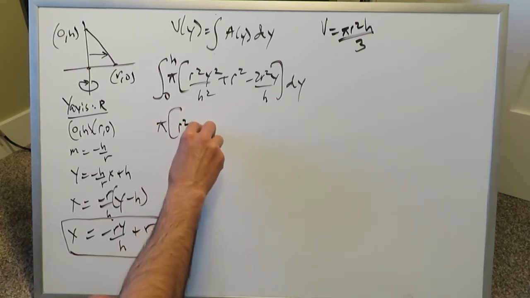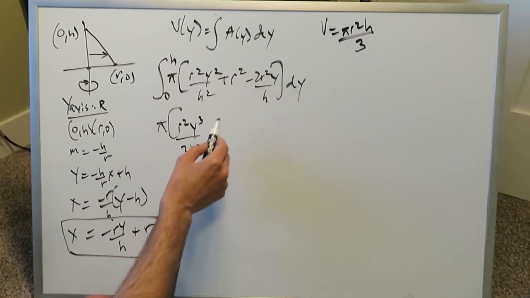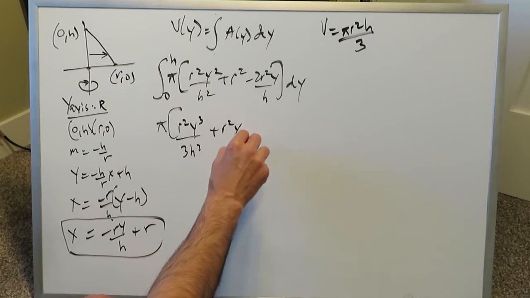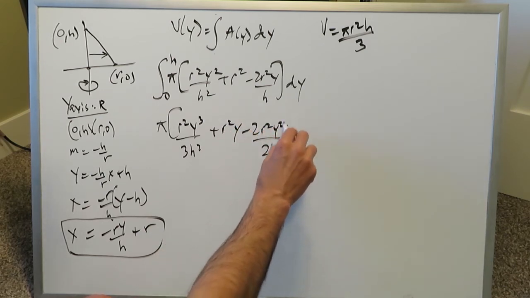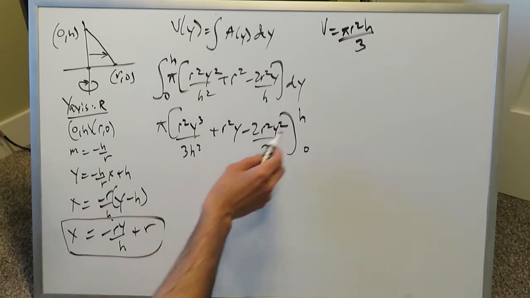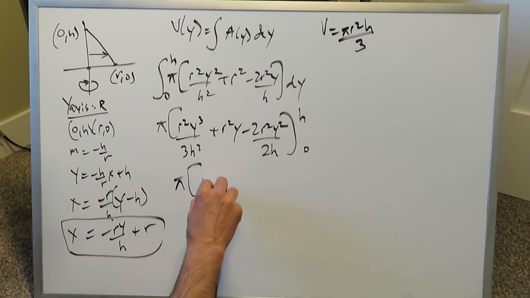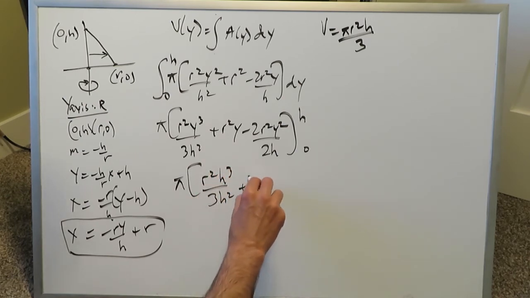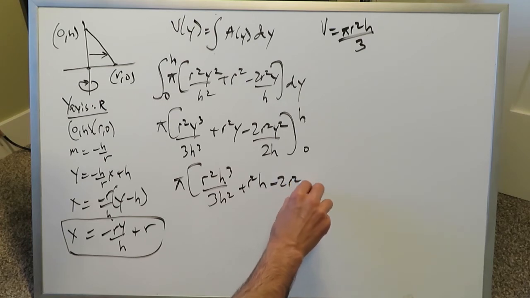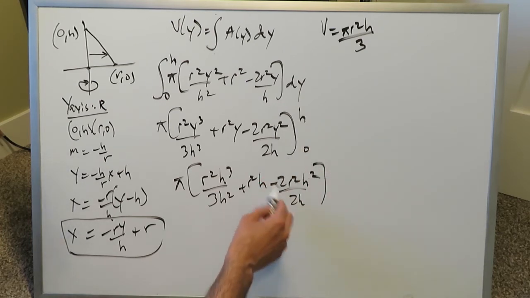Everything is with respect to y, with the y's coming in. You'll have an r squared, you have a y cubed over 3h squared. Remember, y to the 2 plus 1 divided by 2 plus 1. Here you'll have an r squared y. Here you have a 2r squared y squared over 2h. From h to 0, bring in the h's in place of y's. Zeros are meaningless. You'll have r squared h cubed over 3h squared plus r squared h minus 2r squared h squared over 2h. You can cancel out some h's and these 2's.